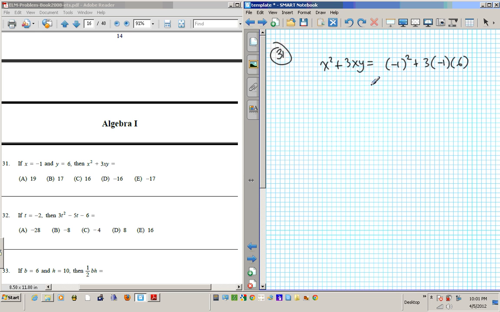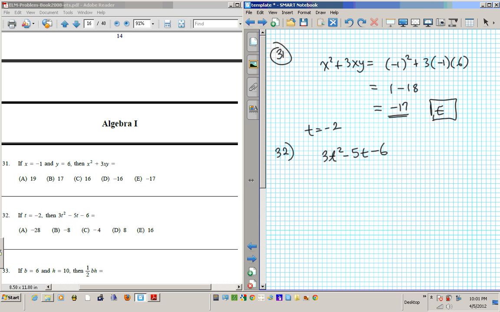Alright, and then you simplify, -1 squared is just 1. And then 3 times -1 times 6 is -18. And then 1 minus 18 is -17 because the bigger number is negative. So there you have it, your answer is E. Okay? Okay, number 32. Same thing, substitution and evaluation. In this case, we have 3t squared minus 5t minus 6. And then we're plugging in -2 for t.